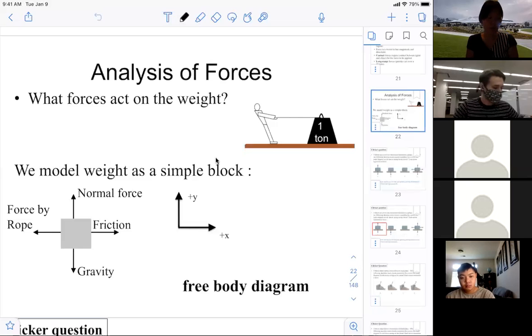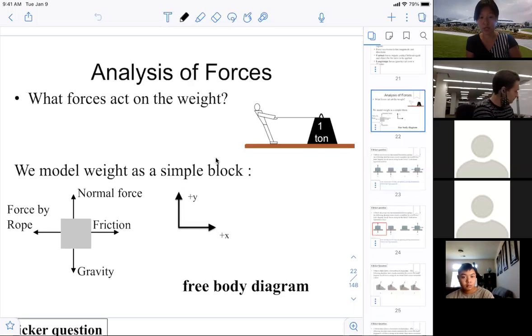So if we follow the steps of isolate the object, think about what other objects the object has contact or interaction with, and then 3 is let's just simply draw all of those forces down. You can see that the free body diagram for this weight is already drawn here. I label my positive X and Y like this. You have gravity going down, pointing down, so we will draw an arrow and we'll label that as gravity.